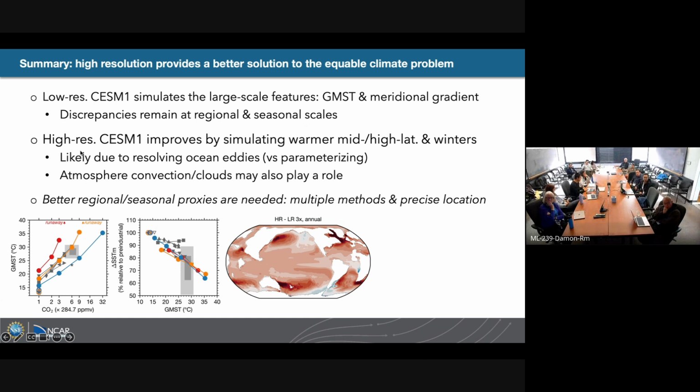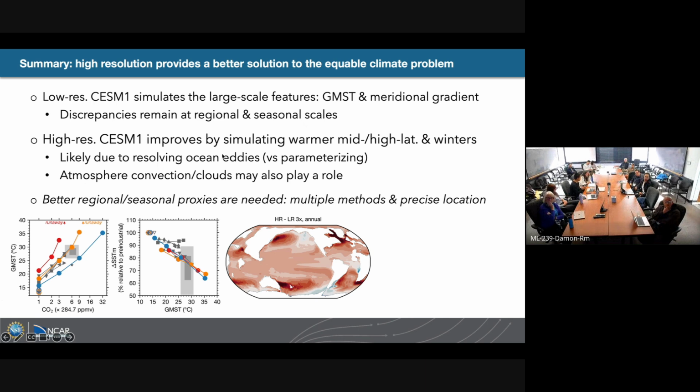when we use a much higher resolution of the same model, CESM1, we see enhanced warming over mid to high latitudes, we have reduced temperature gradient, and we have much warmer cold month temperature as well. And part of this warming can be attributed to high resolution ocean, likely through resolving ocean eddies. Part can be attributed to atmospheric processes, likely related to convection and clouds.